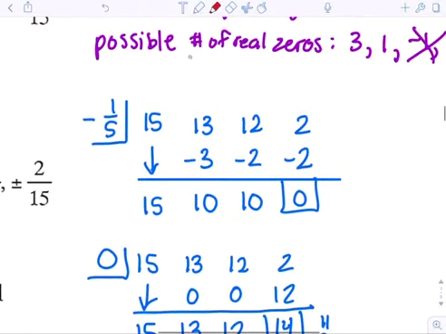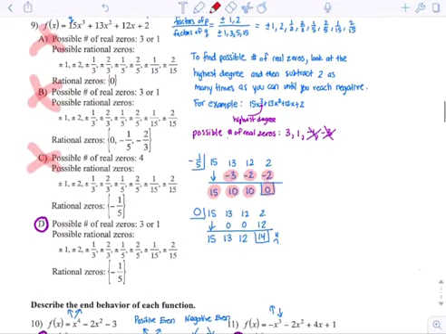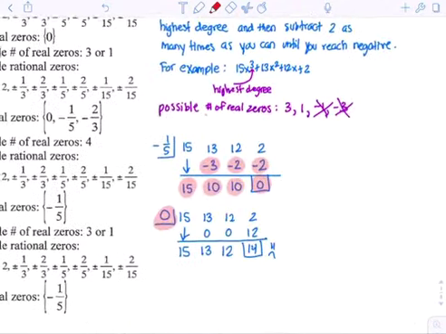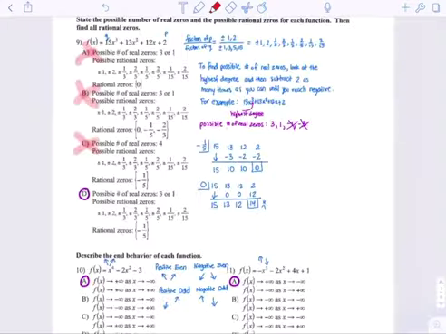So drop the 15. 15 times negative 1/5 is negative 3, and then you add. For 10, 10 times negative 1/5 is negative 2, add, we get 0. So you know negative 1/5 is one of our zeros, which means the only possible answer is D. And I just showed you right here, as proof that 0 is not one of our rational zeros, because when you do that, you get a remainder of 14, which automatically means it's not a root.